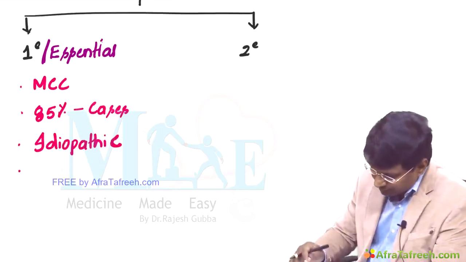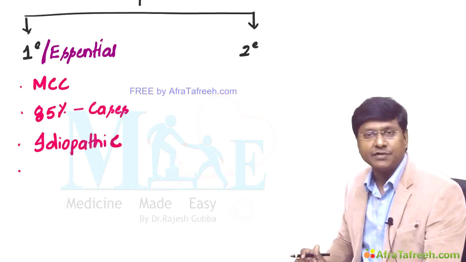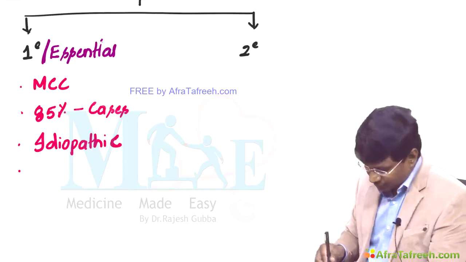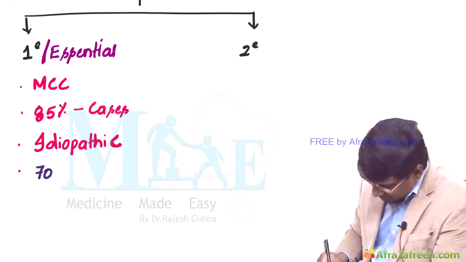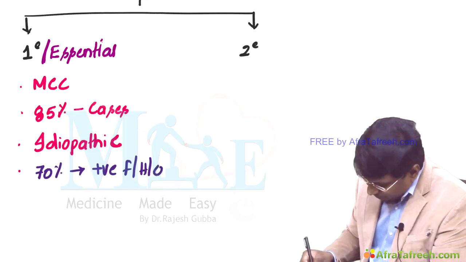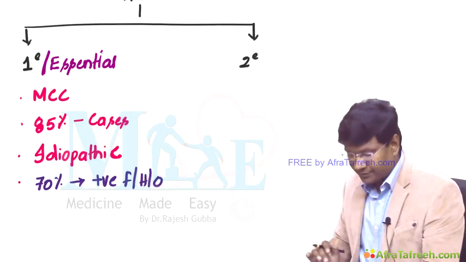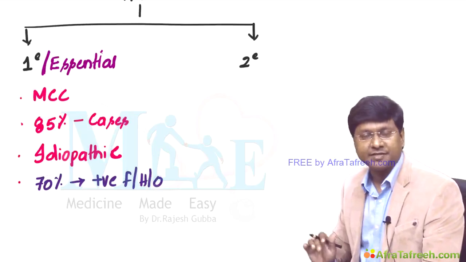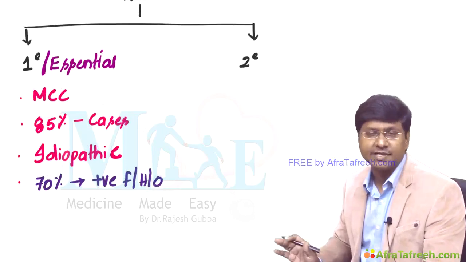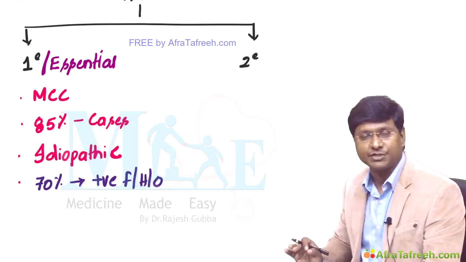And what you should remember is about the family history. Almost 70% of individuals will have what is called a positive family history of hypertension. These are some of the points about your primary or essential hypertension. What exactly is the cause? It is idiopathic. We don't know what exactly is the cause, and this is the most common cause of hypertension in adults.